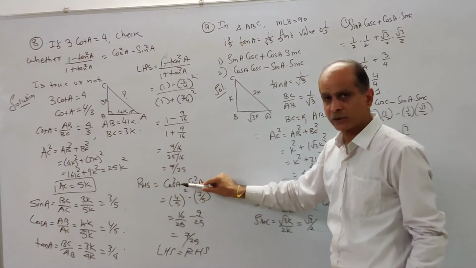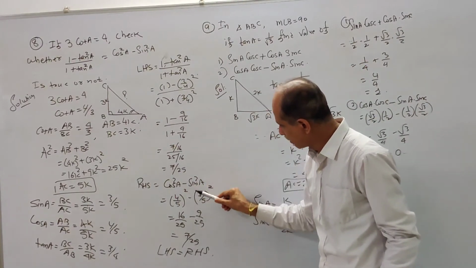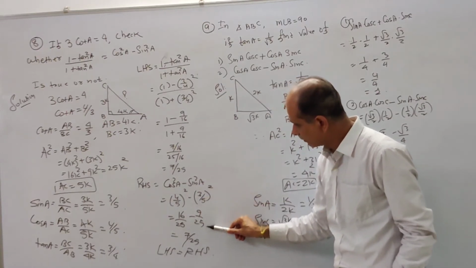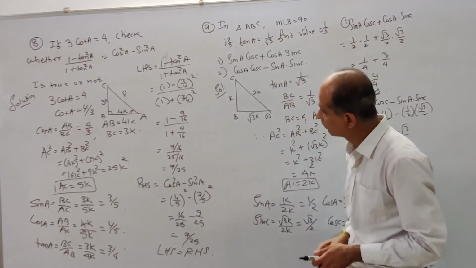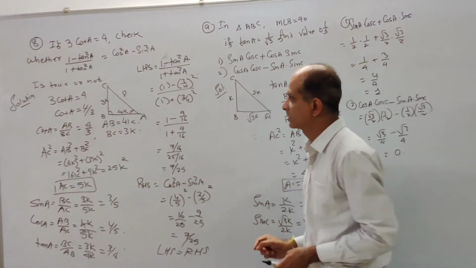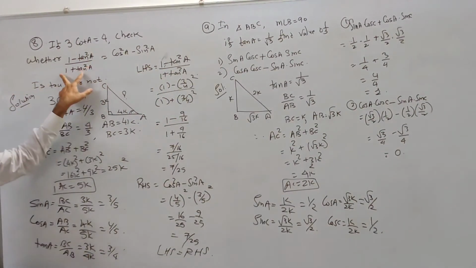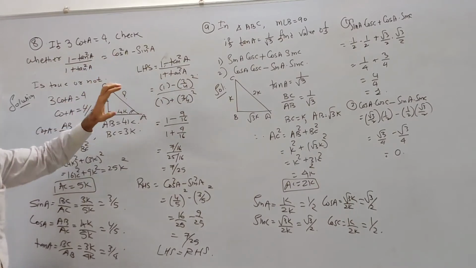So RHS is equal to cos square A minus sin square A, that is 4 by 5 square minus 3 by 5 square, 16 by 25 minus 9 by 25, 16 minus 9 upon 25, therefore 7 upon 25. LHS is equal to RHS. So you can say 1 minus tan square A upon 1 plus tan square A is equal to cos square A minus sin square A.